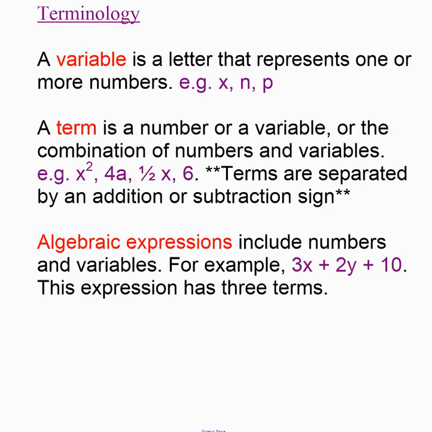Then you have terms, and terms are numbers, variables, or a combination of some numbers and variables together. And terms are what make up an equation or an expression. And terms are going to be separated by adding or subtracting. So an expression here, for example, 3x plus 2y plus 10, it has a combination of some variables. The variables are x and y. It has some terms. The terms are 3x, 2y, and 10. So this would have 3 terms.